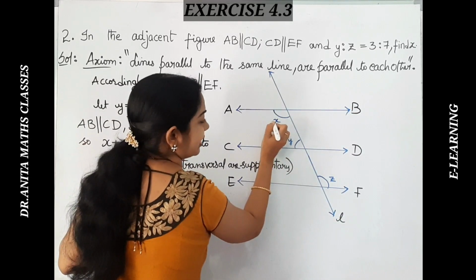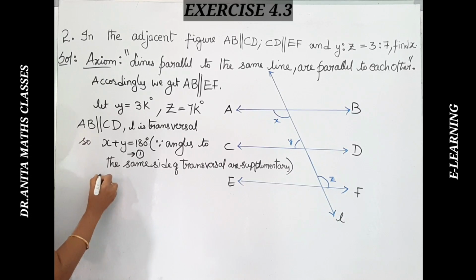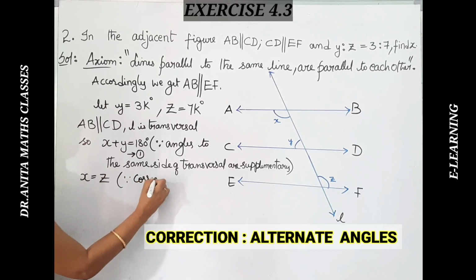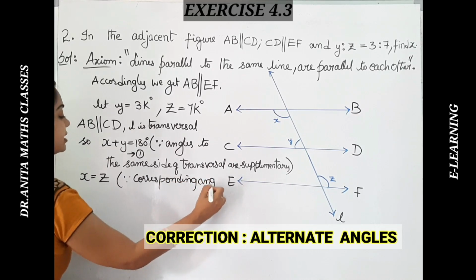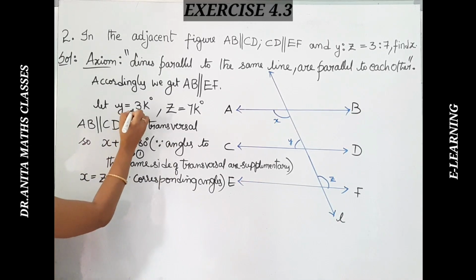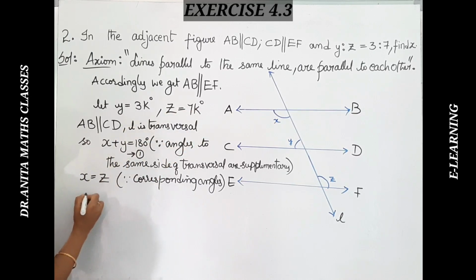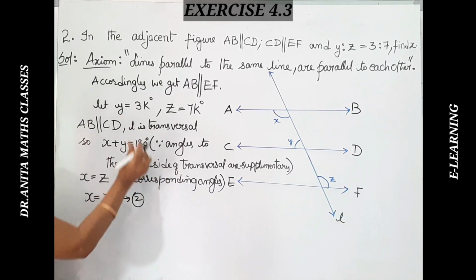These two are parallel. If they are parallel, angle X and angle Z are the corresponding angles, which are equal. Angle X equals angle Z. Why? Since corresponding angles are equal when two lines are parallel, right? So angle X is equal to what? Angle Z equals 7k, so X is equal to 7k degrees. Let this be equation 2.